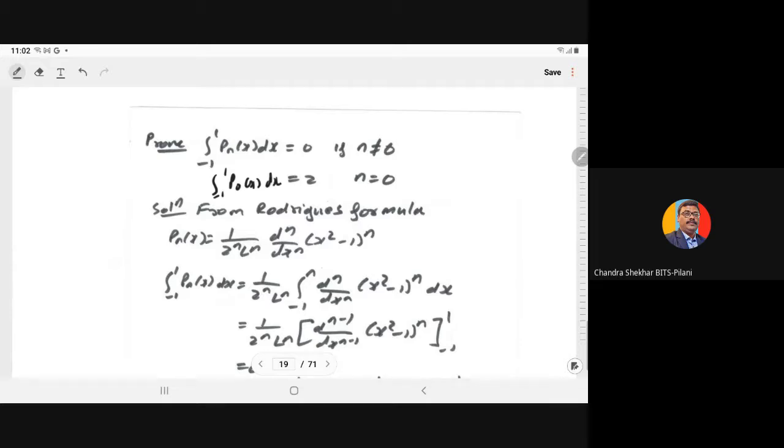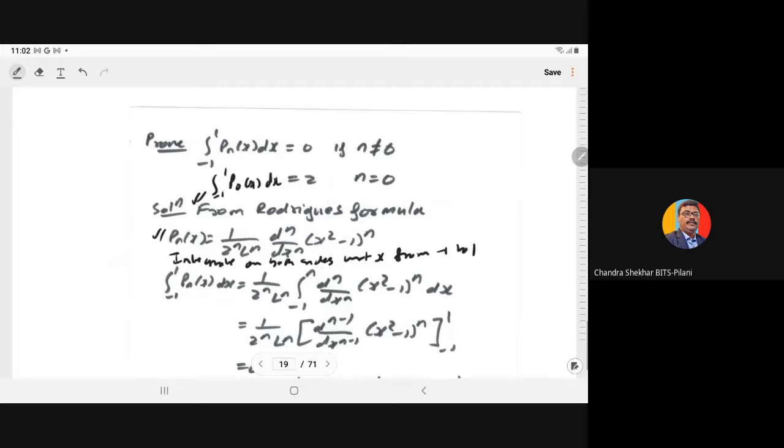So here we know from the Rodrigues formula that Pn(x) is equal to 1 upon 2 to the power n factorial n, times the nth derivative with respect to x of (x square minus 1) to the power n. So this is the Rodrigues formula. If you integrate on both sides with respect to x from -1 to 1.